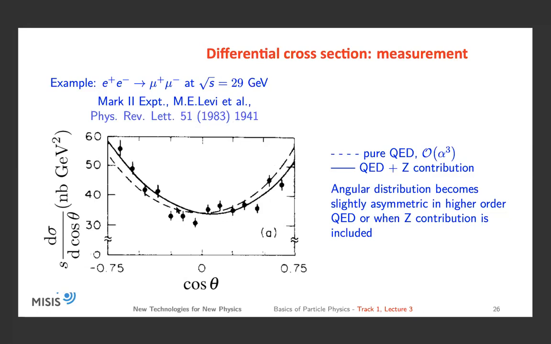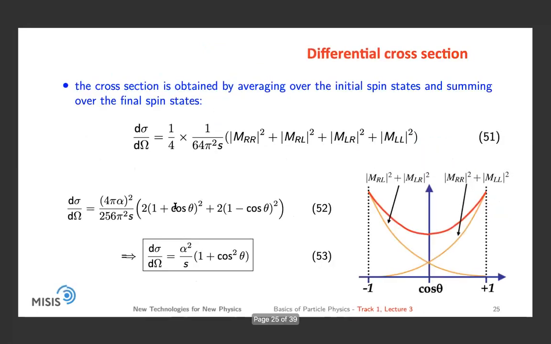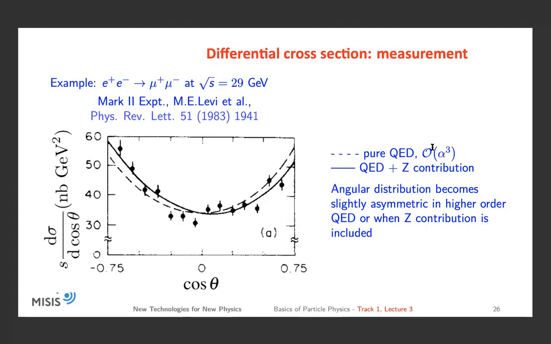So the first curve, the dashed one, corresponds to the pure QED calculation as we did now, but to a bit higher order. So we computed our result to the order of alpha squared. Here it is computed to the order of alpha cubed. It becomes slightly asymmetric when you go to the higher order, but this asymmetry is not visible by eye here. So this dashed curve seems to be symmetric. And then the solid curve takes into account also the Z contribution. So the fact that this diagram can go not only via photon, but also via Z. And you can see that this solid curve describes the data much better.